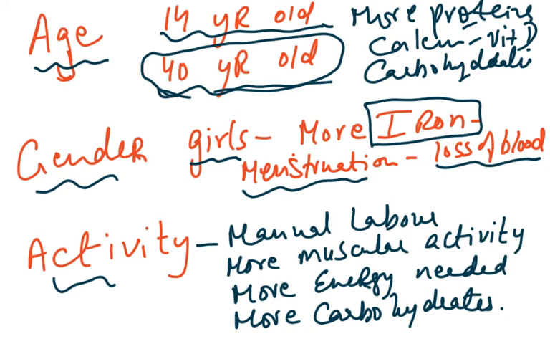Then activity or the occupation of a person. If there is a laborer who is carrying bricks up to the 4th floor of a building, and there's no lift, that's a lot of manual work, a lot of physical activity, a lot of muscular activity, and so more energy will be needed. So this person will need more carbohydrates. More carbohydrates means either a paratha or a roti or a bread or rice or potatoes. Carbohydrates are digested to glucose, and glucose is the body fuel. So more carbohydrates for all the manual or physical work that this person has to do.